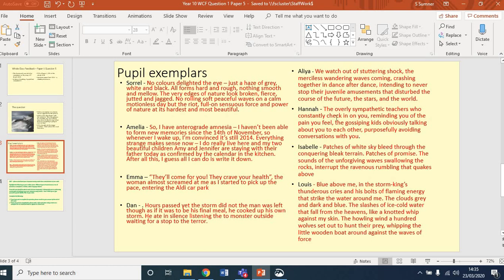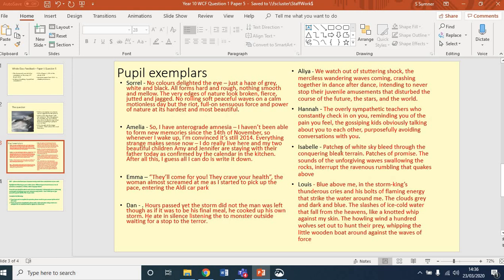Hannah was writing a story about grief, which tied in with this idea of a terrible day. And again, there was a very real sense to her writing, what I think is well evoked here. This phrase, "the overly sympathetic teachers who constantly check in on you," and I know I've been in that position as a teacher before when pupils are worried or concerned about things, and you try too hard to sympathise or empathise with someone, and actually that's counterproductive. So I think that's very incisive and aware and emotionally intelligent writing.